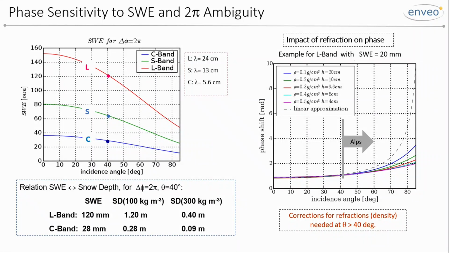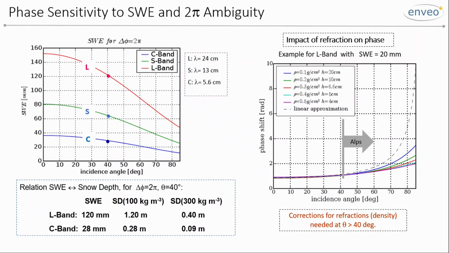So one phase cycle corresponds, I show it here for L, C and S band, in dependence on the incidence angle, so it depends on how I'm penetrating through the snow. 40 degrees, typical from Sentinel-1 or from upcoming L band missions. So one phase cycle is about 1.2 meters of snow, if it's fresh snow with a density of 100, or 120 millimeters of snow water equivalent. At C band it is 28 millimeters. If it's fresh snow, it's like this, so it's super small.